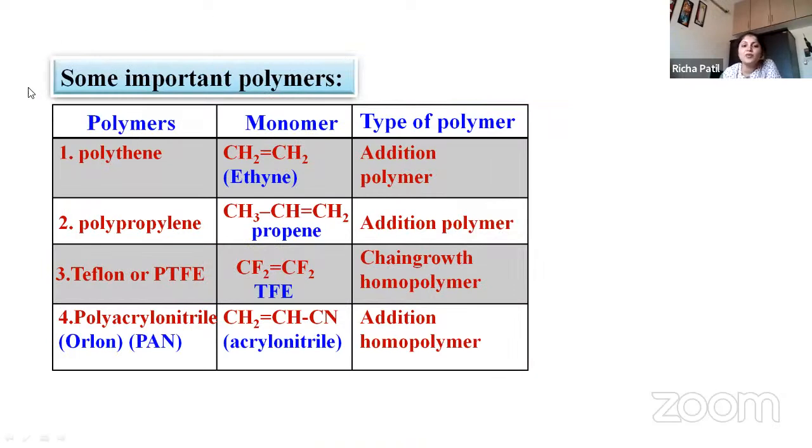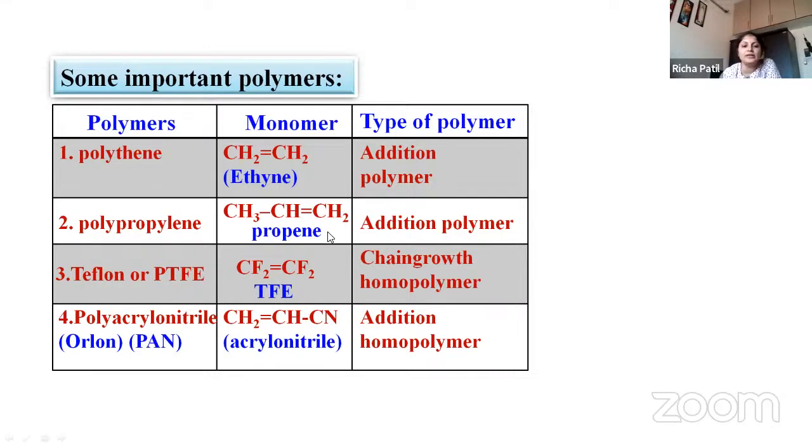We'll see some of the important polymers: what the monomers are and what the type of polymer is, whether it is an addition polymer or a condensation polymer. First is polythene. It is made up of a monomer called ethene. It is an addition polymer. Small repeating units of ethene add up to give you polythene.